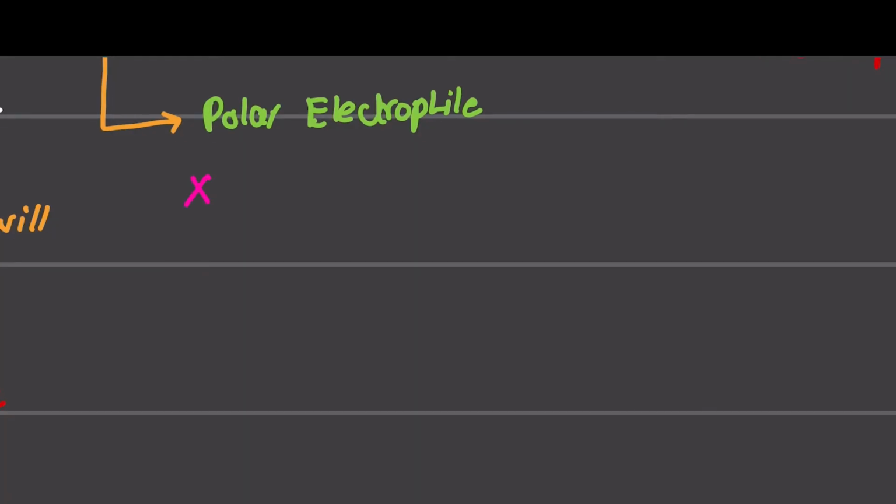Let's say that we have X, or let's just call it Y, bound to H. Y bound to a hydrogen atom. And this is going to be attacking this ethene molecule over here. I haven't drawn out the H's, but I think you guys get the idea, right?